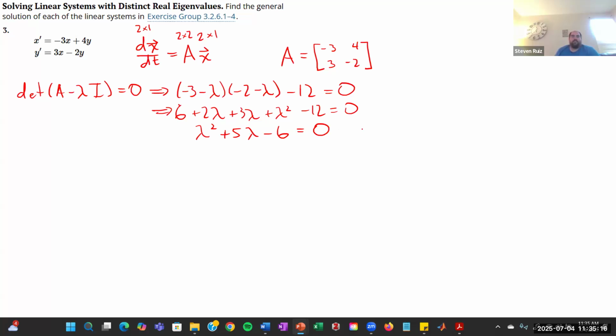All right. How does this factor? This should factor down to lambda plus 1. Nope. Lambda minus 1, lambda plus 6 equals 0, which means I have eigenvalues of -6 and 1. Great. So from there, I need to find an eigenvector that goes with each of those eigenvalues. So what is A minus -6i? So A plus 6i looks like this.